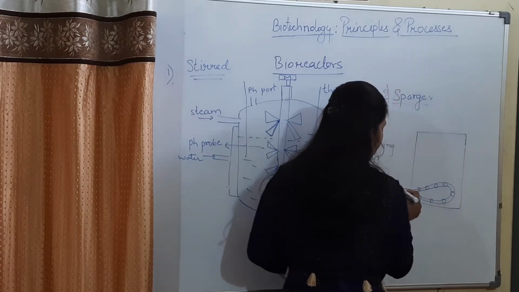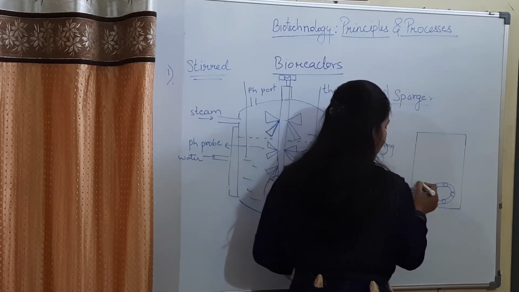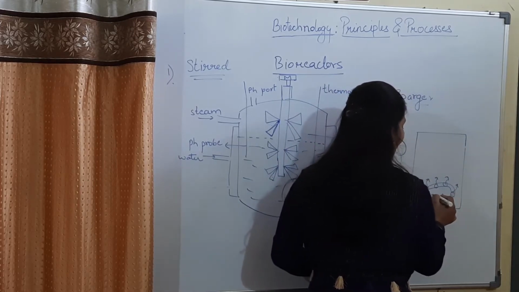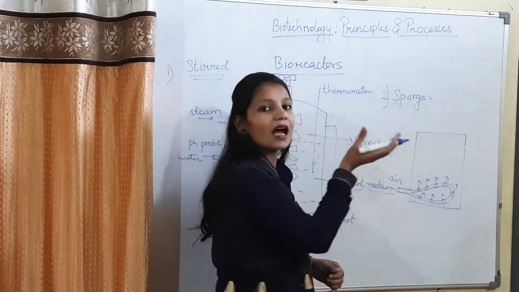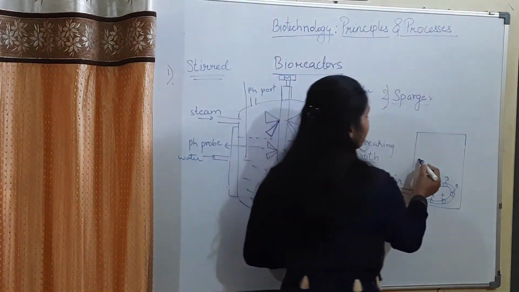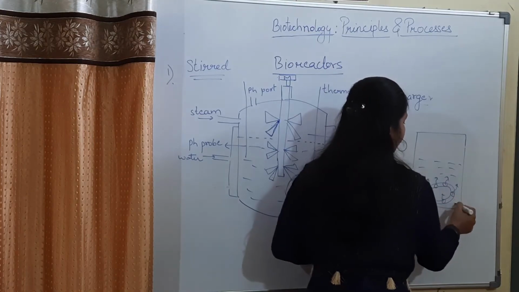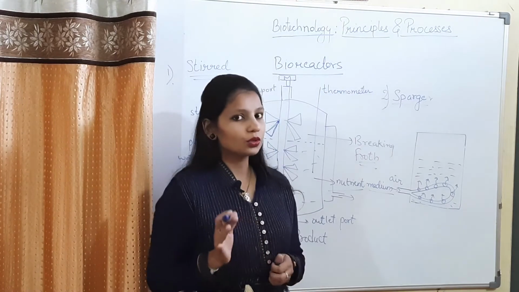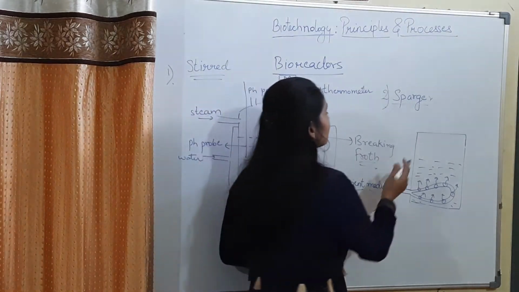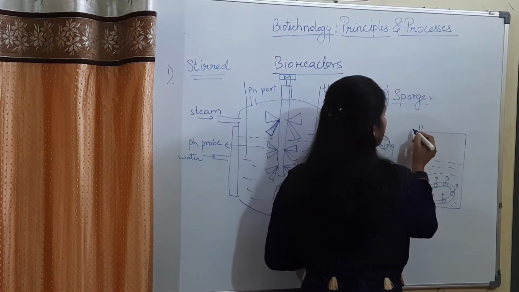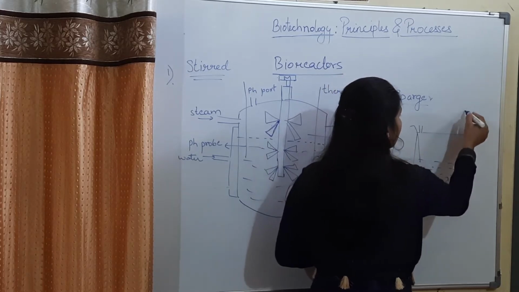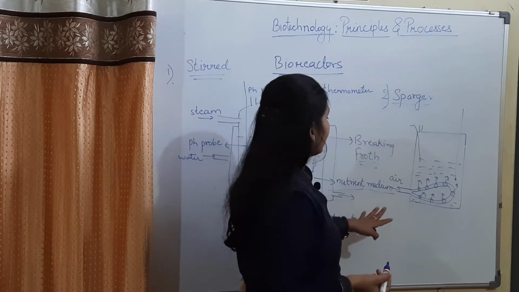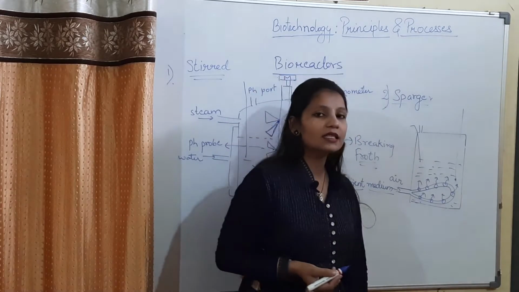We blow air from here and the air passes on like this. It will produce bubbles, and as the bubbles rise up, the air is supplied to the nutrient medium present here. So the bacteria get a proper supply of oxygen and the growth is good. Like this, here we also have the pH port system, then pH probe, then thermometer for regulation of temperature, and the rest of the procedure is the same.